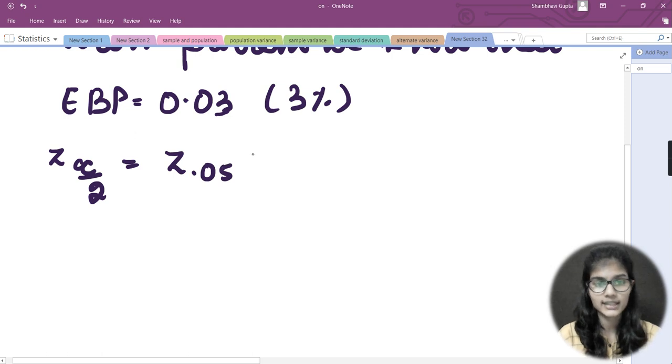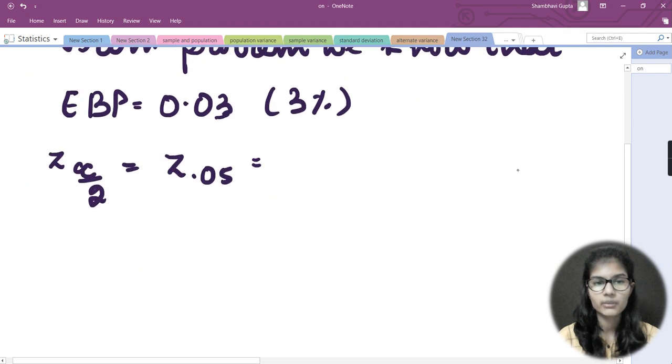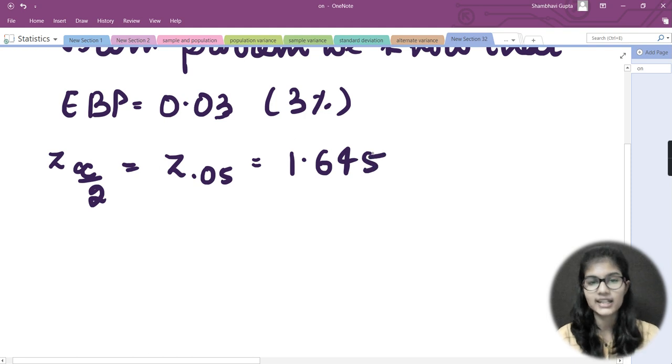I can apply z of alpha by 2, and that is z of 0.05. How can I say that? Because I have the 90% confidence. For that 90% confidence, this value remains the same, and that is basically 1.645. So from here I have two things, my EBP and z alpha by 2. Now two things are left to find for the sample size n: the q dash and the p dash, and I have nothing of them in my question.